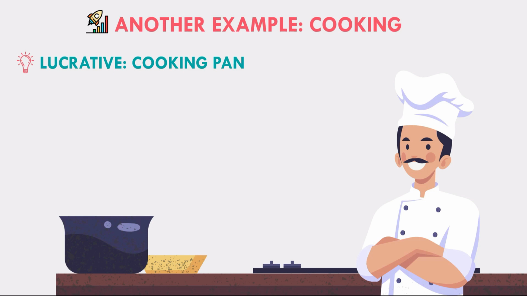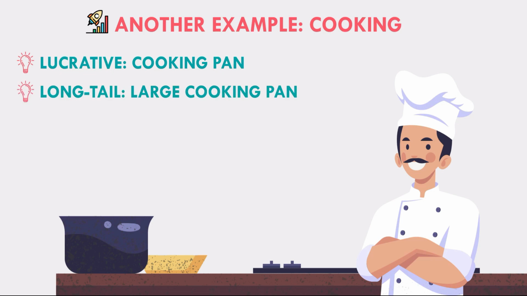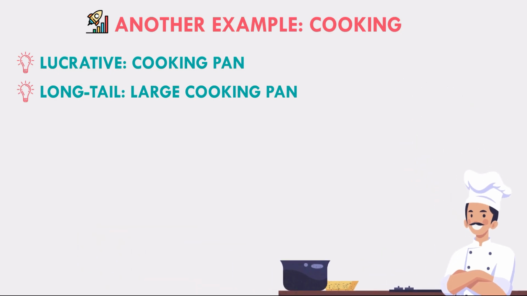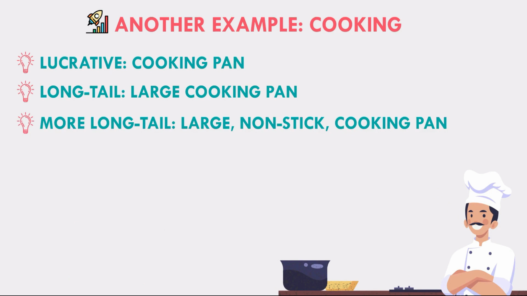One way to go long tail on the keyword cooking pan would be large cooking pan. Okay, so it's a specific cooking pan for maybe larger families. So you'll be competing against fewer competitors. Of course, you'll still have a lot of competition because we have not gone too long tail. So let's go a little more long tail. Large, non-stick cooking pan. Non-stick is a certain type of cooking pan.